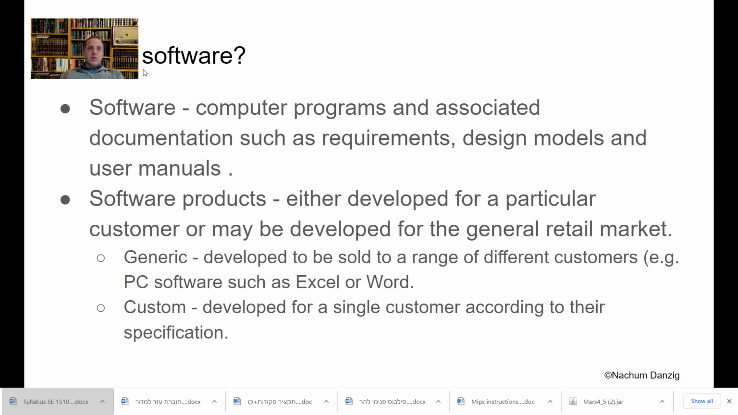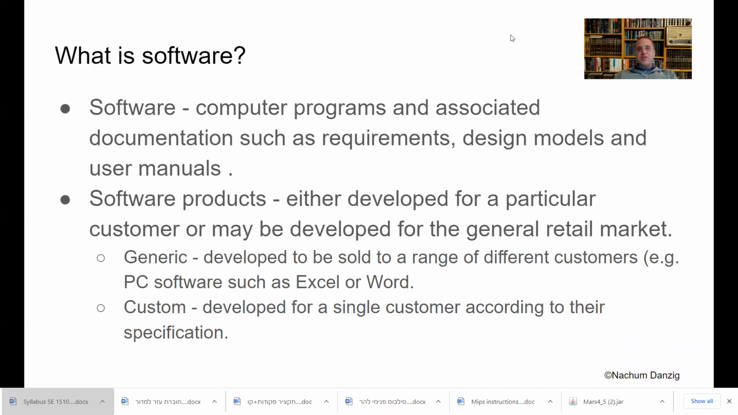Okay, now we'll start with the material. Like I said, there's a lot of theory here. Software. What is software? Software is computer programs and associated documentation such as requirements, design models, and manuals. It's interesting that the definition includes user manuals.